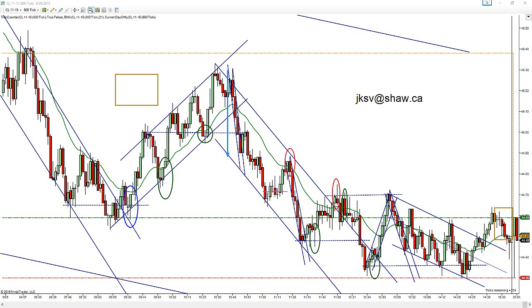Well, this is Vance. Monday, September the 28th, 2015. And these are the CL trades for today using the slow hand method for price action.